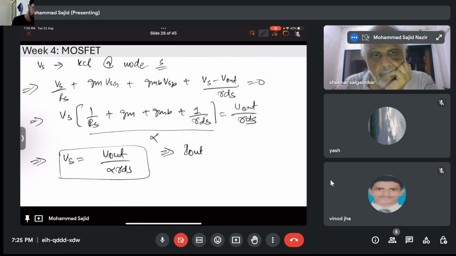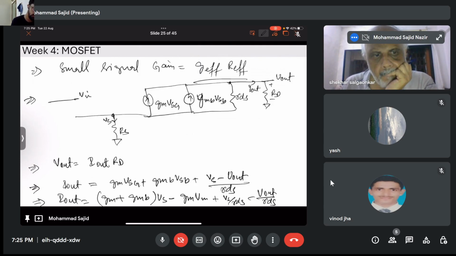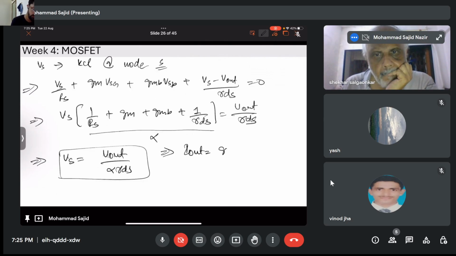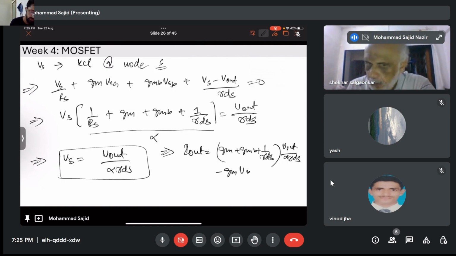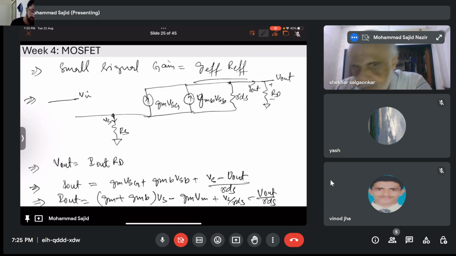I output is equivalent to GM plus GMB plus 1 by RDS, multiplied by VS, which is V output by alpha RDS, minus GM V in plus VS, again that is V output by alpha RDS, minus V output by RDS.